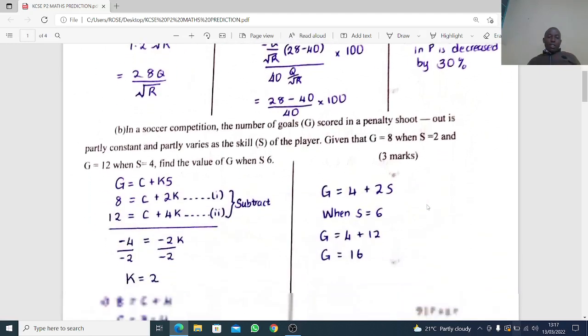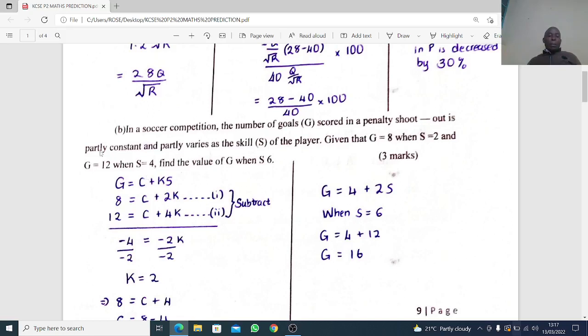Part B of the question is that in a soccer competition, the number of goals, that is G, scored in a penalty shootout is partly constant and partly varies as the skills S of the player. Given that G equals 8 when S equals 2 and G equals 12 when S equals 4, find the value of G when S equals 6.